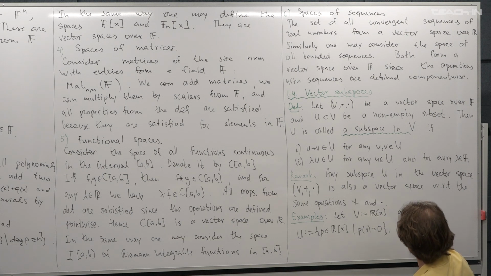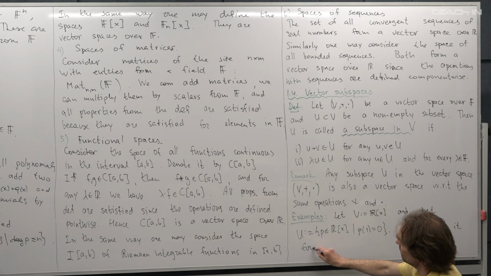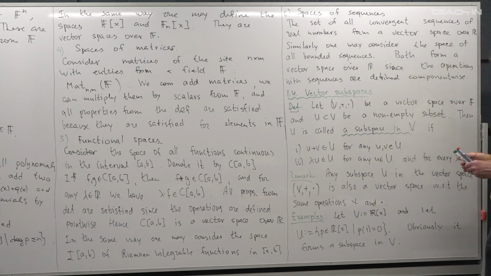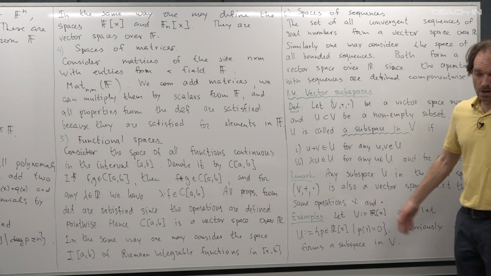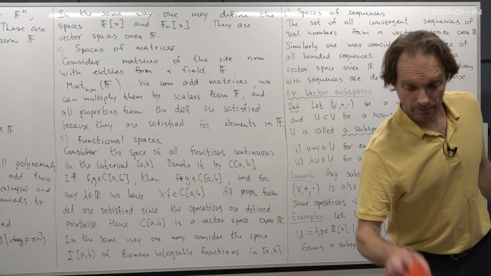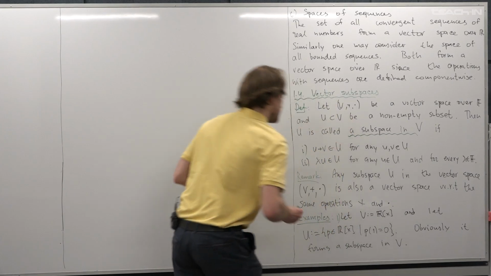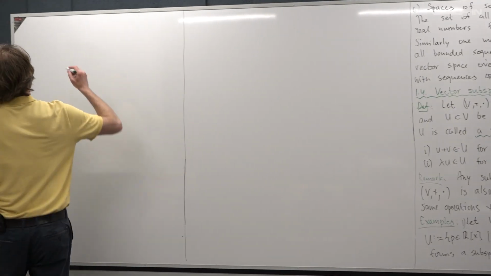So obviously it forms a subspace in V, just because if we add two polynomials having a root at 1, we will also get a polynomial with a root at 1. And if we multiply such a polynomial by any constant, we will also get a polynomial that has a root at 1. So we obviously get a subspace. So this was the first example, and then maybe two more examples.